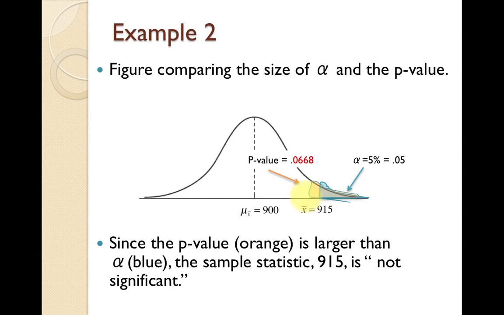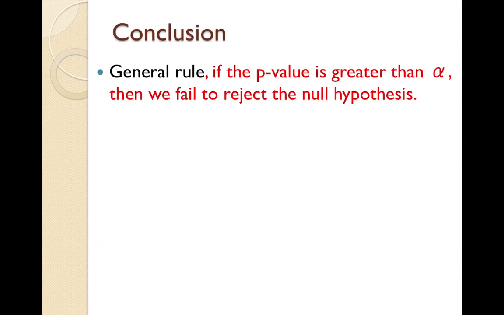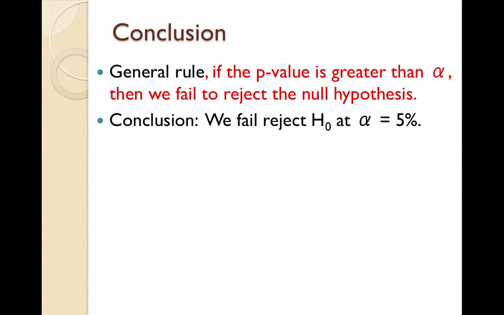So the p-value in orange is larger than alpha. 915 is not significant. Okay, it's not sufficiently further away. It's not sufficiently different than 900 for us to reject the null hypothesis. So if the p-value were less than alpha, we would be able to reject the null hypothesis, but in this case, the p-value is greater than alpha, and whenever that happens, we're going to fail to reject the null hypothesis. So we're going to fail to reject the null hypothesis at alpha equal 5%.